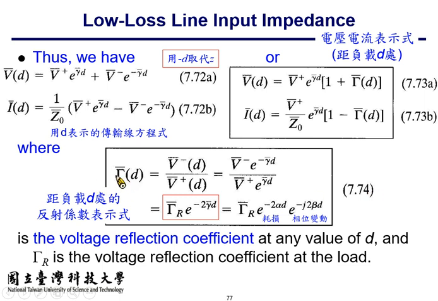So equation 7.74 shows the expression for the reflection coefficient at the position D, which by definition is the voltage ratio of reverse going voltage over forward going voltage.